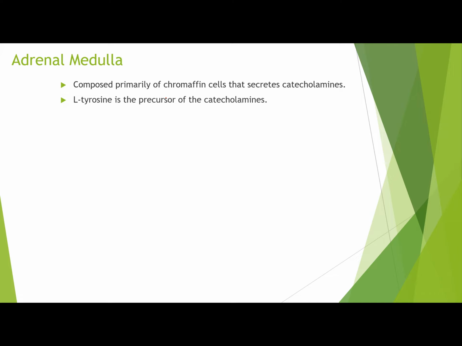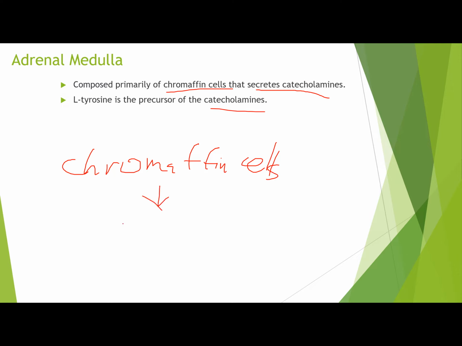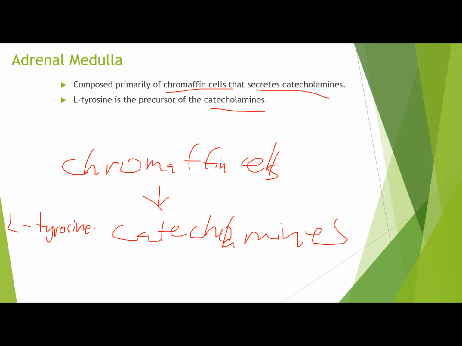Now, adrenal medulla class is composed primarily of chromaffin cells that would secrete catecholamines. L-tyrosine is the precursor of catecholamines class. So, ganito yun. In the adrenal medulla, you would find the so-called chromaffin cells. Itong mga chromaffin cells na to class would be the one responsible for secreting catecholamines. And ang precursor bago maging catecholamines class, they are known as L-tyrosine. So si L-tyrosine, this would be converted into your catecholamines. Siya yung precursor.